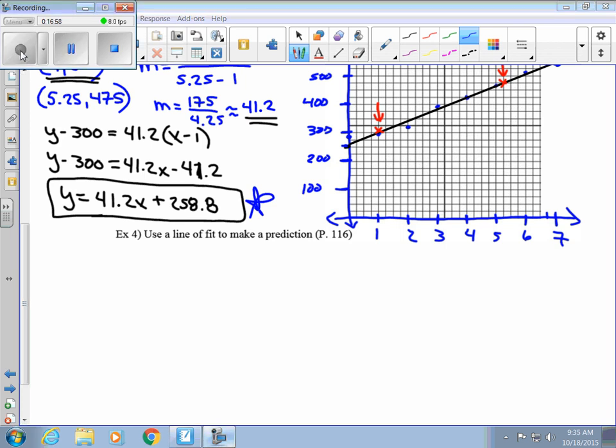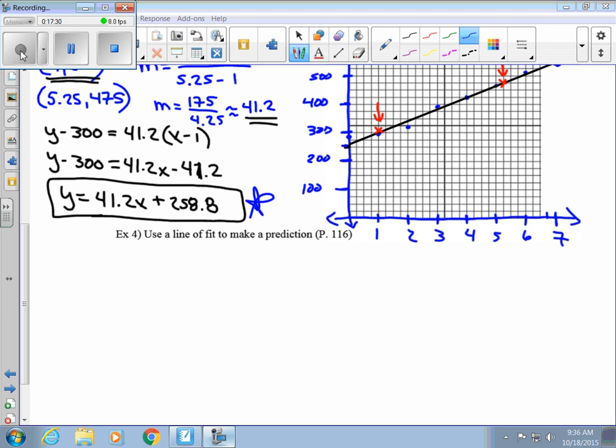So in example 3, we graphed alternative fuel vehicles. The table in that book shows the number y, in thousands, of alternative fueled vehicles in the United States x years after 1997. Okay, so 1997 was our first date. Now in example 4, they ask us to use the equation of the line in example 3 to predict the number of alternative fuel vehicles in the United States in 2010.